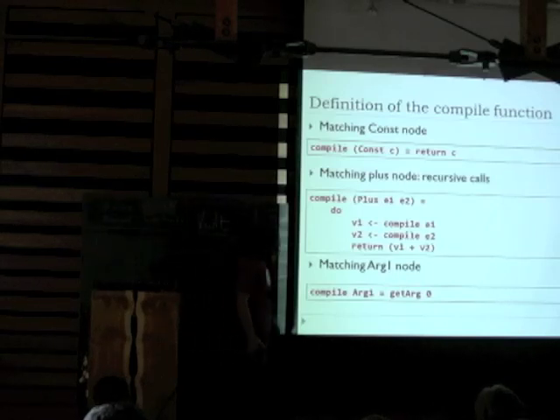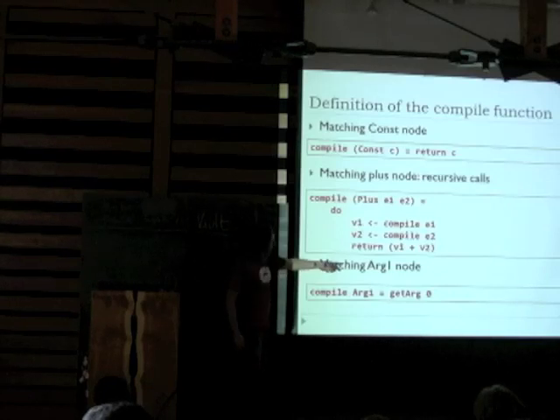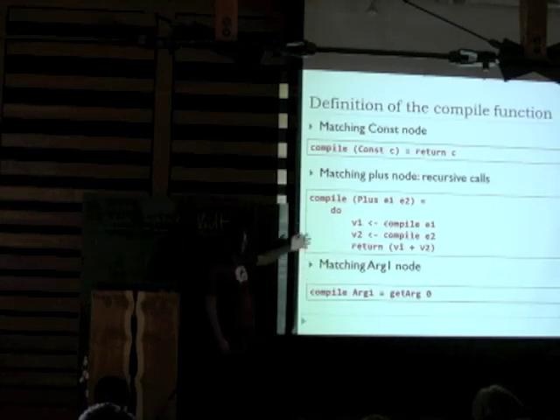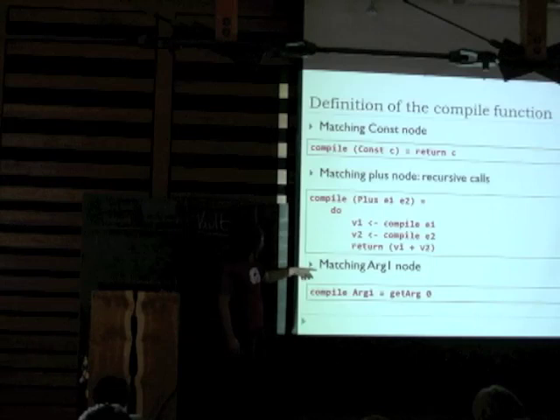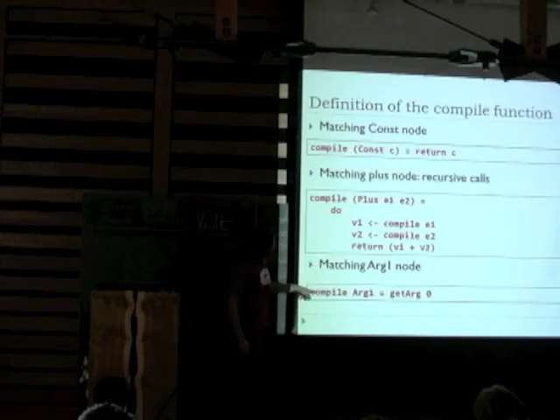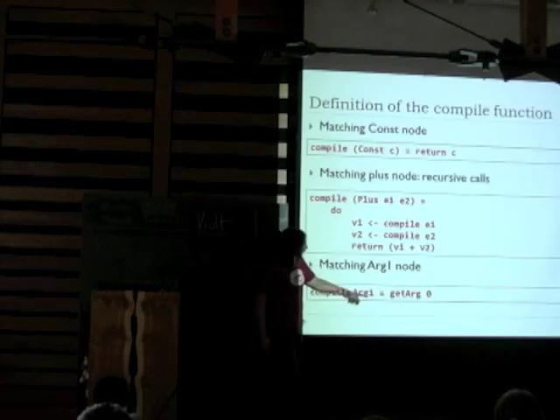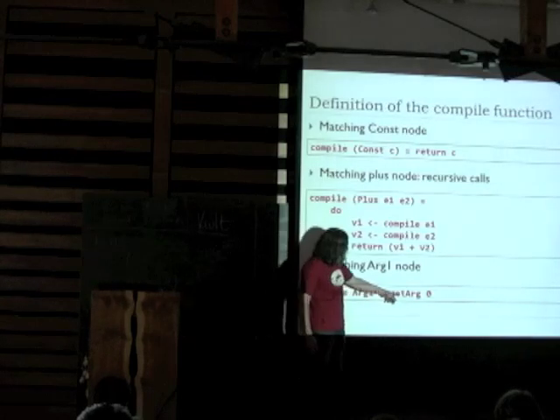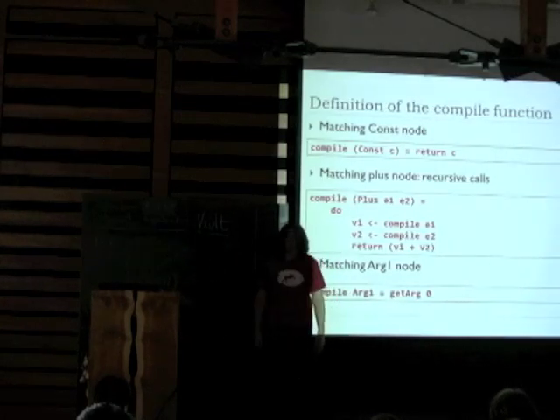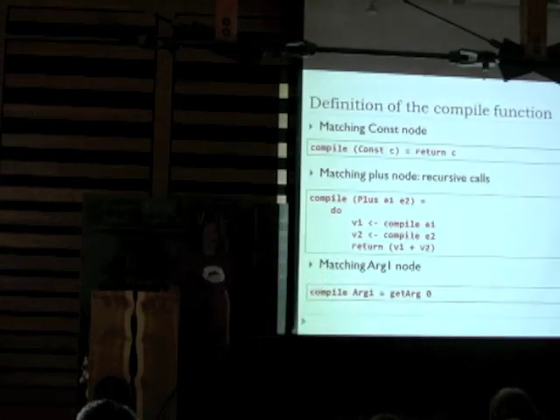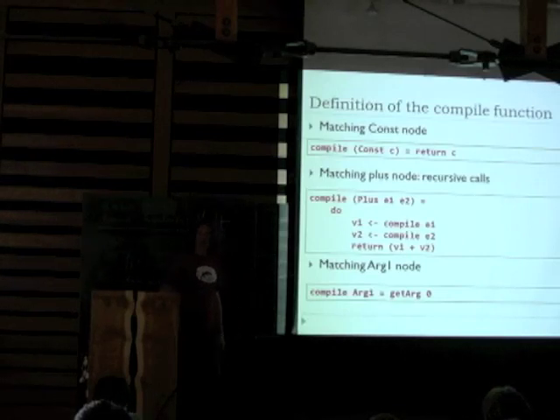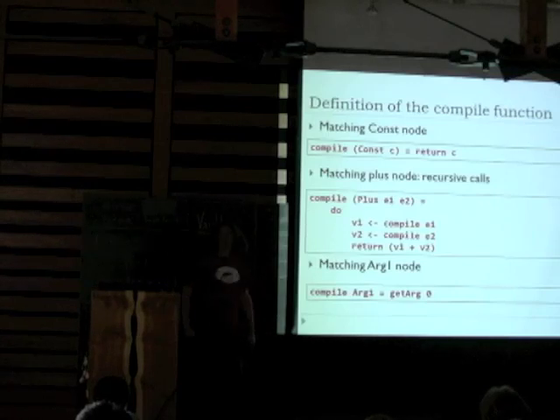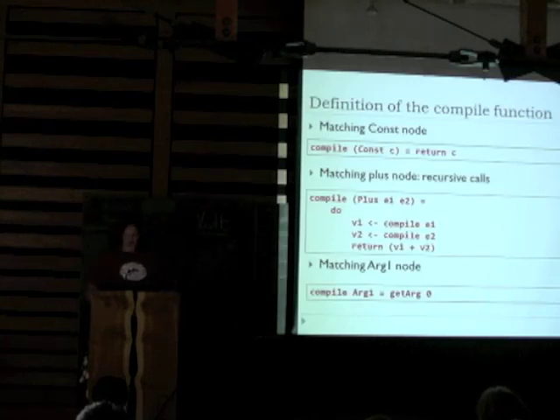Oops, sorry. Matching Arg1. So these are the three important cases. The other ones are just reflections of these. Matching Arg1, so when we compile Arg1, it's just calling getArg of 0. GetArg of 0 returns an action, right? So that's very simple. We have sort of already implemented it. And of course Arg2 will call getArg of 1.